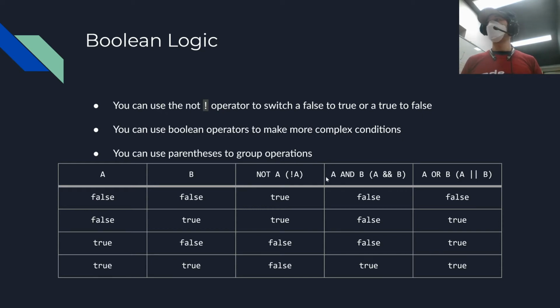Correct. Now, these are the comparison operators, these three. I'm sorry, getting my words mixed up. These are not comparison operators. These are three Boolean operators, okay? Not, and, or, okay? And is done with two ampersands. Or is done with two pipes.